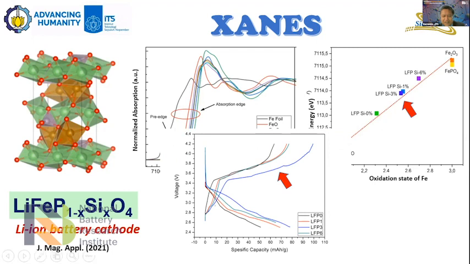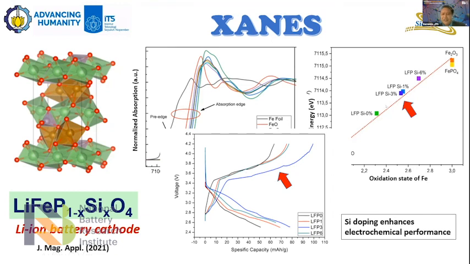This is for the specific capacity, and this is the voltage around 3.2. Okay, I think it is still not easy to analyze the role of silicon doping here. But it seems that silicon doping enhances the electrochemical performance for X equals 3%. It is not the lowest and not the highest, and in this case it's not 1% or 6%, but 3%.